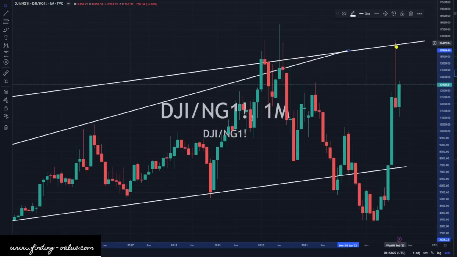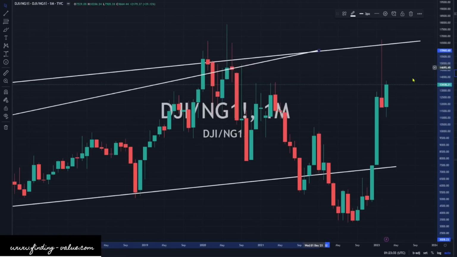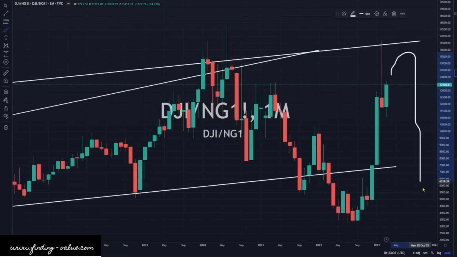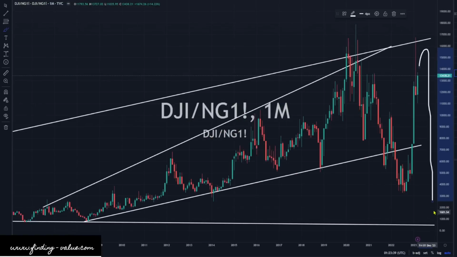We knocked our head on the ceiling here of this megaphone pattern. Maybe we go up a little bit further. I think we'll turn down, and maybe we can go all the way back down to the bottom here, which would be an incredible outperformance of natural gas in relationship to the Dow Jones Industrial Average.